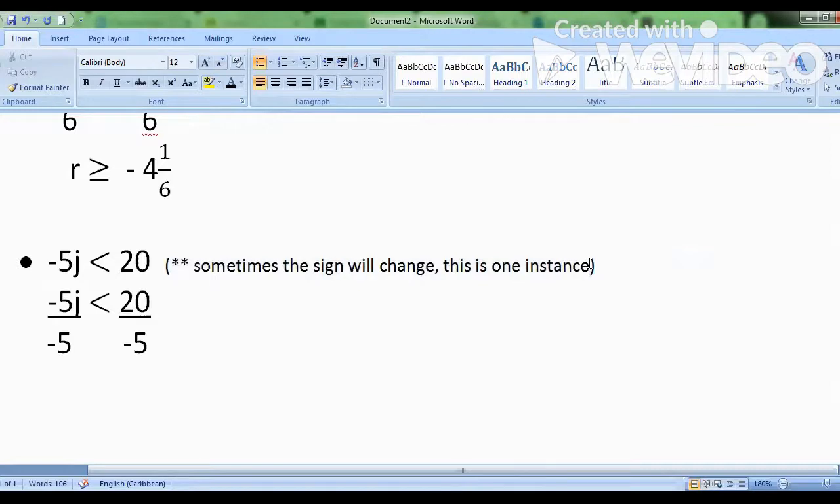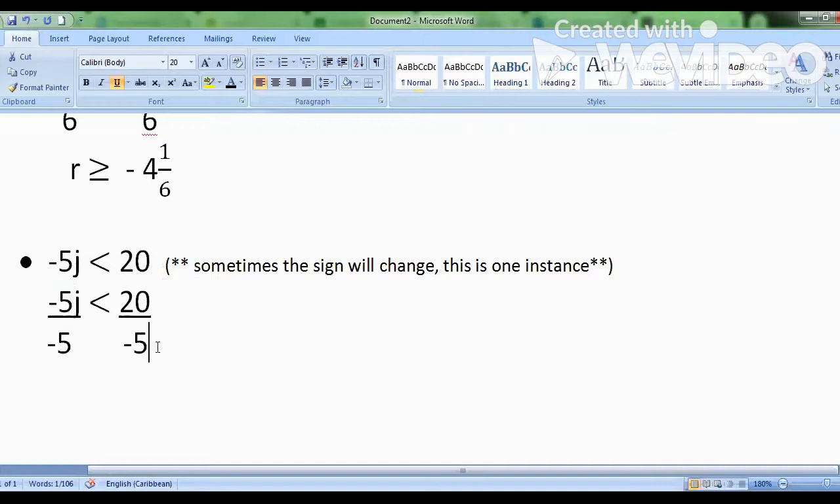All right, so sometimes the sign will change here, meaning that the sign will change in a question like this when you're dividing both sides by a negative. All right? Yes, sir. So sometimes the sign will change, and this is one instance. Listen carefully. Anytime you're dividing by a negative, and the negative has to be beside the variable, the sign will change.